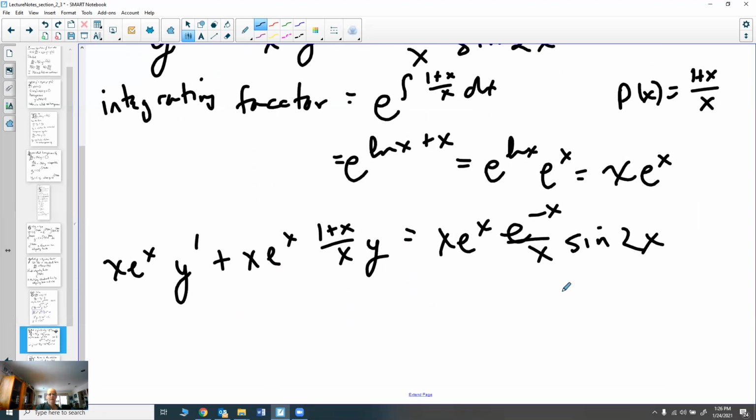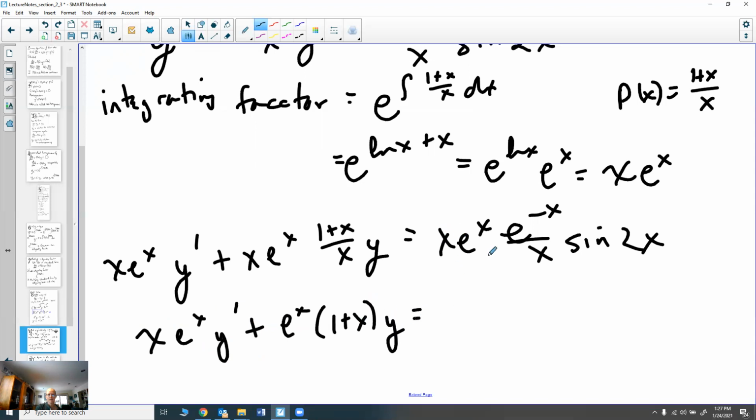So now just simplify this a bit. You've got x e to the x times y prime plus e to the x times (1 plus x) times y. On the right-hand side of the equation, the x's cancel, the e to the x's cancel, and we just have a sine of 2x.